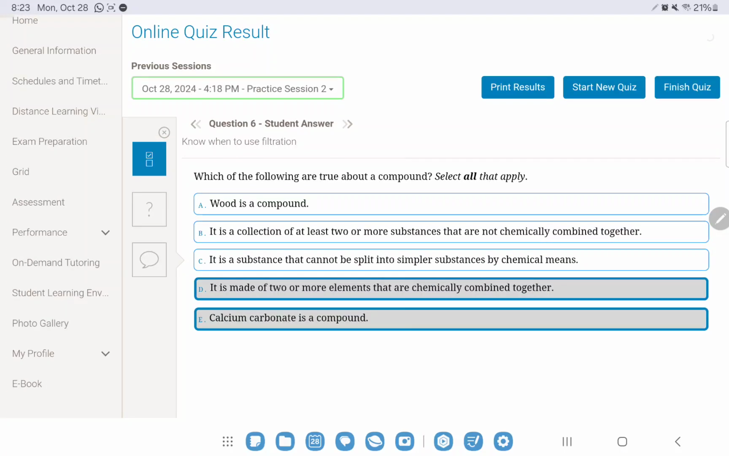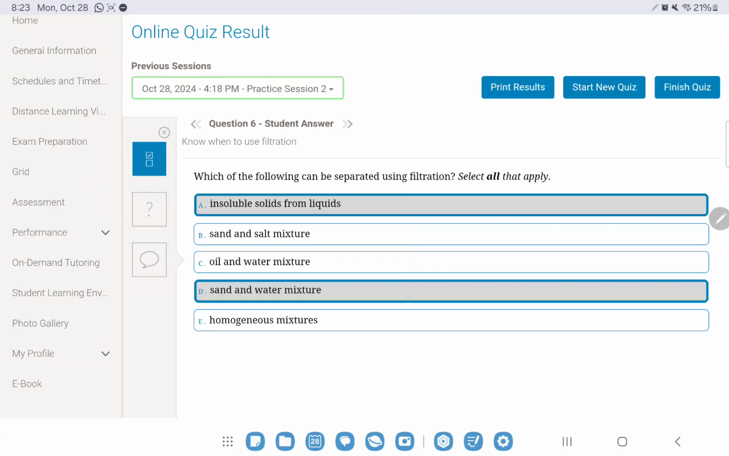Now moving on. Now we have, which of the following can be separated by filtration. So filtration means separating insoluble solids from liquids. Filtration is when you're using a conical flask, a filter funnel like this, and the filter paper. It's when you have a solid and water, or when you have two insoluble solids and liquids.